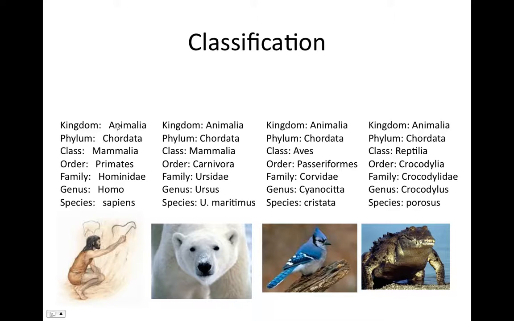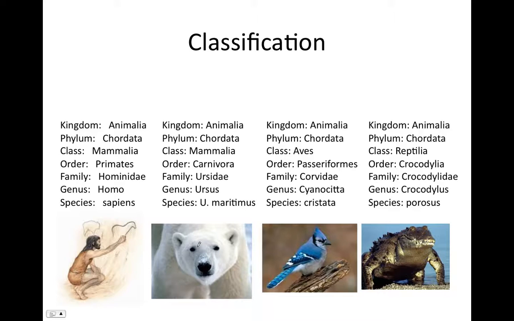Okay, so these four organisms are more closely related to each other than they are to, say, a plant or bacteria. They all come from the same phylum, chordates. Okay, so they all have dorsal nerves. So they're all more closely related to each other than they are to animals that aren't chordates, like a starfish or a sea urchin. Now, here's where they differ.